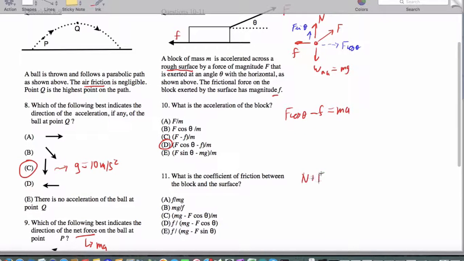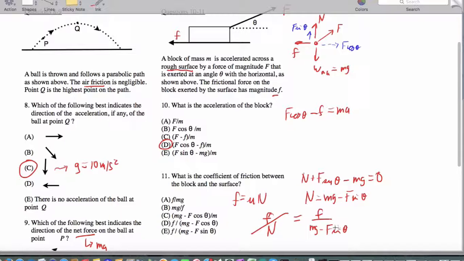So I know N plus F sine theta balances the weight so that we have no acceleration in that direction. So the normal force is mg minus F sine theta. And so if we wanted the coefficient of friction, we know that friction is mu times N, so we're going to take this friction force and divide it by the normal force here to get mu. That's going to give us F over mg minus F sine theta. And that's how I'm getting choice E is my answer for number 11.